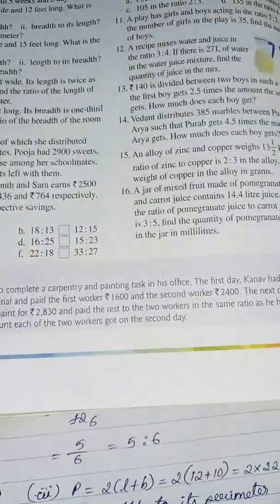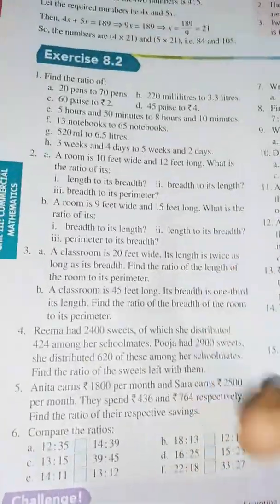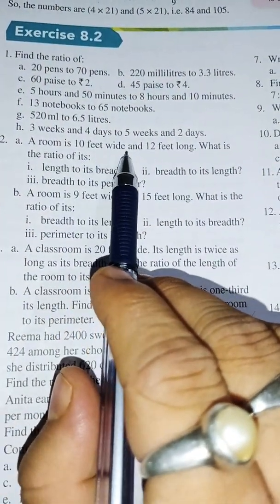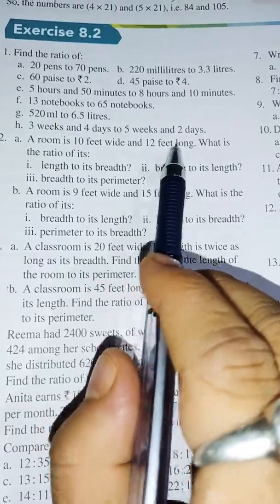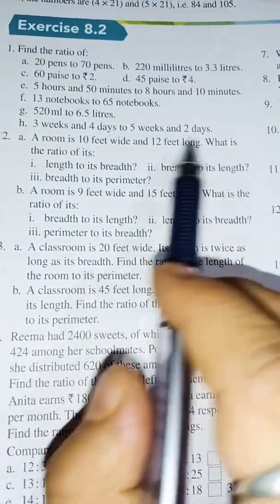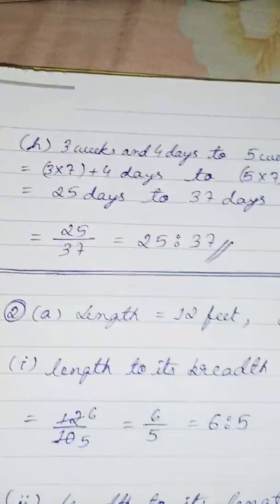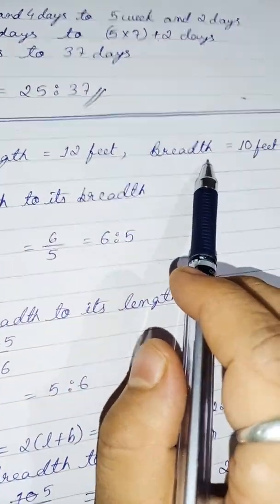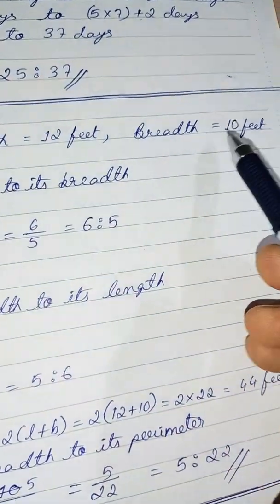Question number 2, I have done A number. B number you will do yourself. Question number 2A says that a room is 10 feet wide, wide means breadth, and 12 feet long, long means length. What is the ratio of the following? First of all, I'll write the given content, that is length given as 12 feet, and breadth or width, it is written wide there, so you can write breadth also, 10 feet.